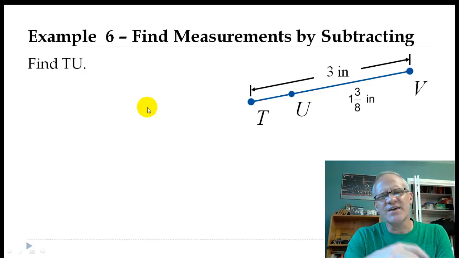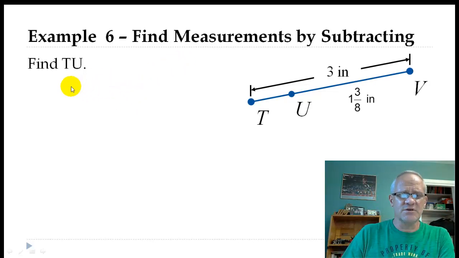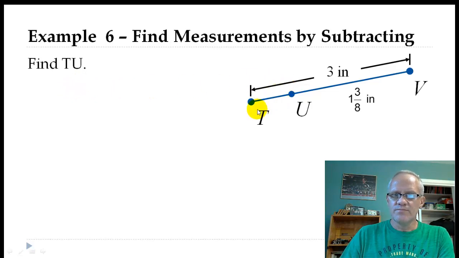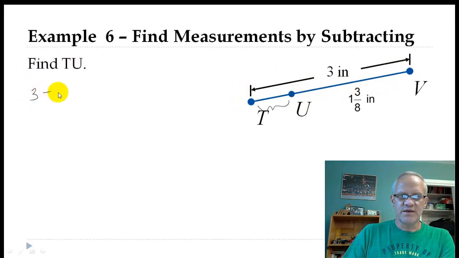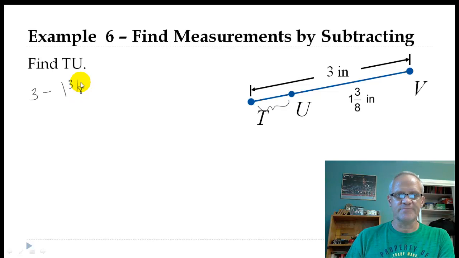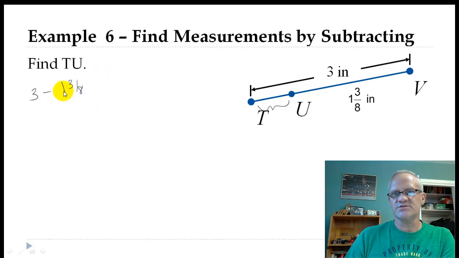Ooh, fractions again. Oh, why do we have to keep doing fractions? Okay, that's all right. So again, we're trying to find that. We know the length of the whole entire thing is 3. So if we take 3, all we have to do is subtract 1 3/8 to find what's left. Okay, well, how am I going to do that? Here's probably what I would do. Again, you could make these both improper fractions, subtract, and go through all that.